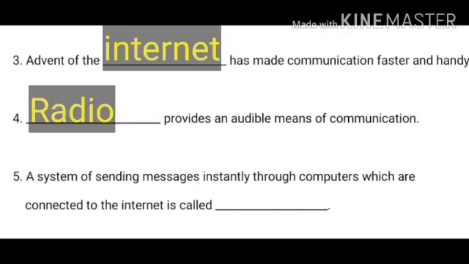Fifth one. A system of sending messages instantly through computers which are connected to the internet is called dash. The answer is email. So, a system of sending messages instantly through computers which are connected to the internet is called email.